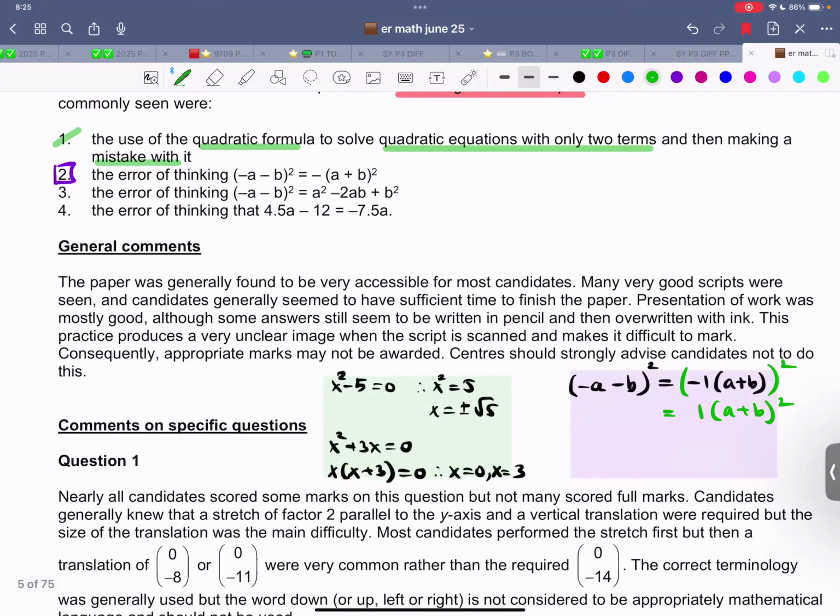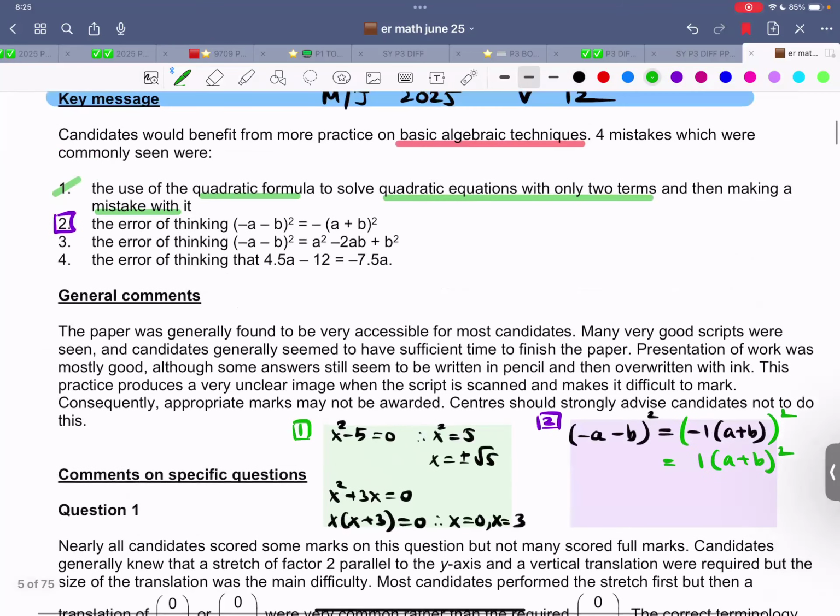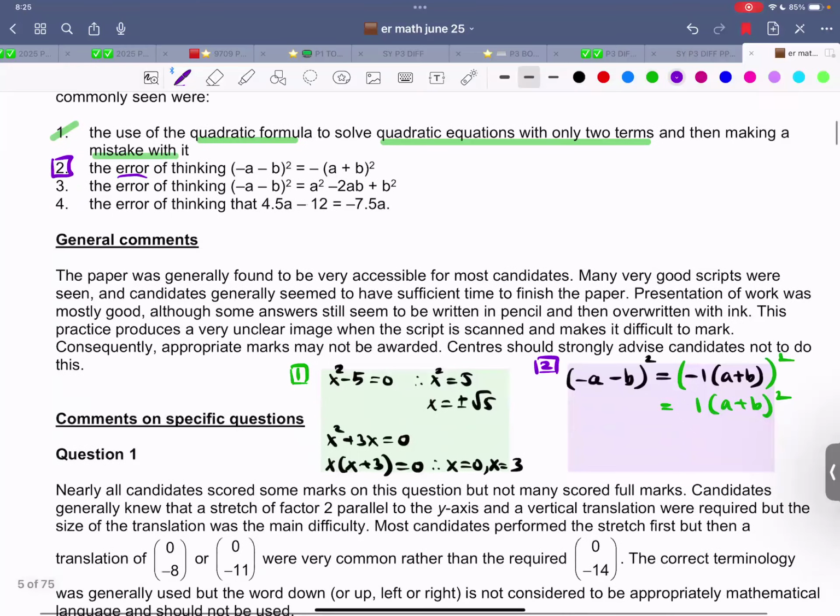So this is point number 2. This is point number 1. Got this? So this is an error that they are talking about. The error of thinking. Similarly, some people think this thing. The error of thinking -a minus b whole square is this thing. I mean, this is strange.